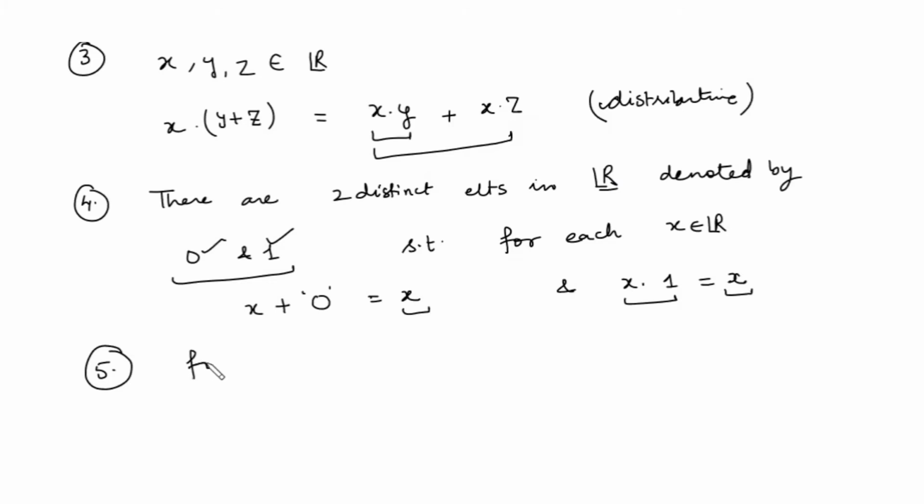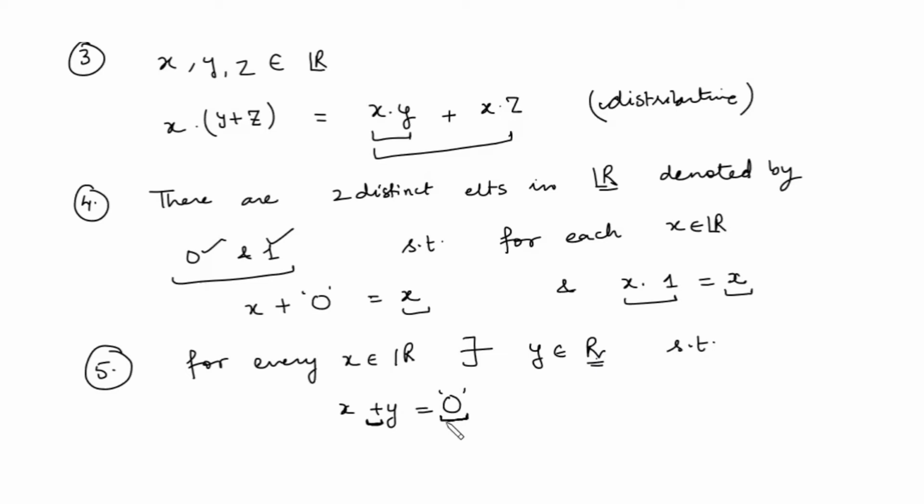Now the next is, for every x belonging to R, there must exist some y in R such that x plus y is the identity with respect to the operation addition. And with respect to the operation addition, we know that 0 is the identity in case of real numbers, right? So here your y is the inverse of any real number x with respect to the operation addition.